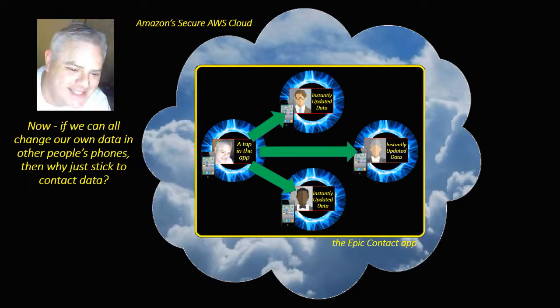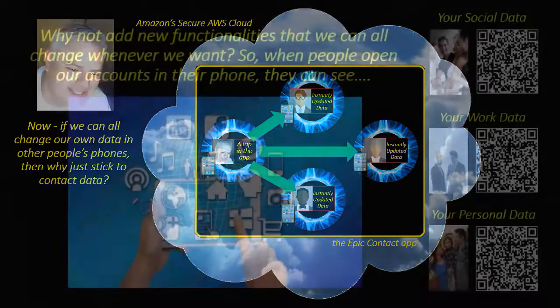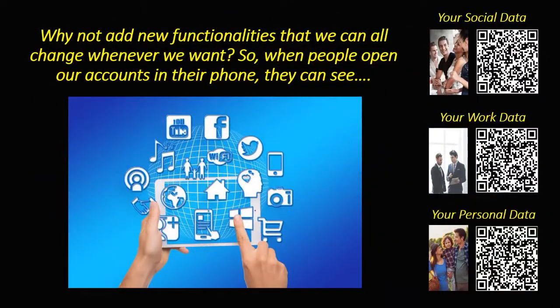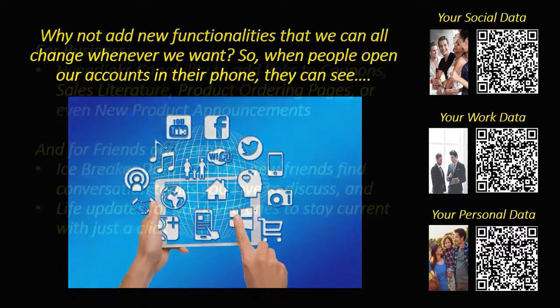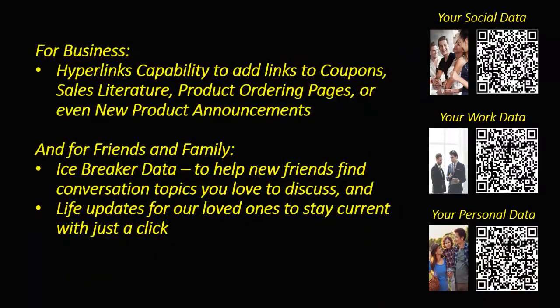Now, if we can all update our own data in other people's phones, then why just stick to contact data? Why not add new functionalities that we can all change whenever we want? So when people open your account in their phone, they can see, for business, hyperlinks capability to add links to coupons, sales literature, product ordering pages, or even new product announcements, anything the web can offer.